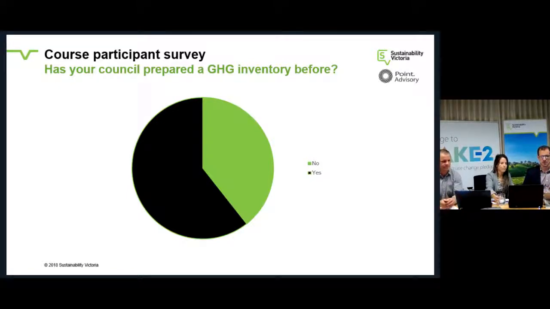So the first question that we asked people was, has your council or your organisation prepared a greenhouse gas inventory before? You can see from the slide here, we had 33 responses, 20 people said yes, and 13 people said no. So for a lot of you, we know that your organisation already has a carbon inventory, and maybe you're here to try to improve or update that inventory, or maybe that inventory was prepared by someone else before your time, and now you're looking to develop skills to be able to take that inventory forward.